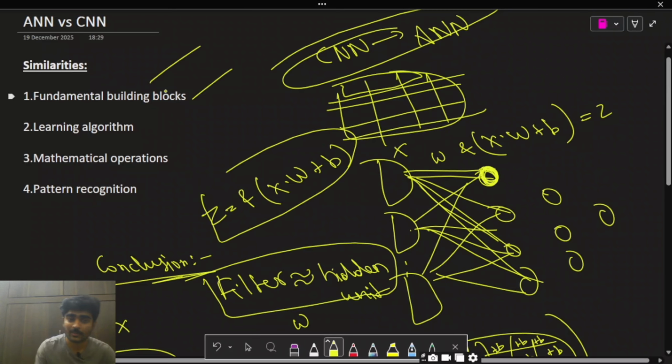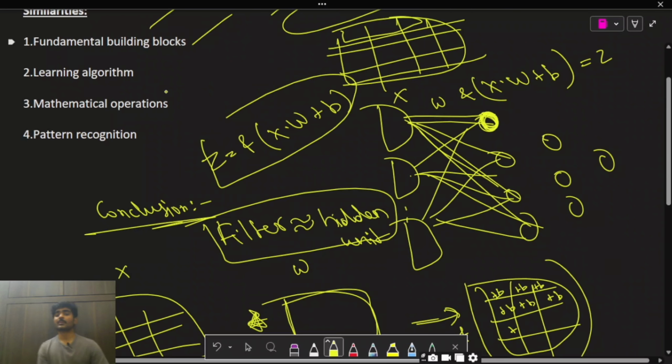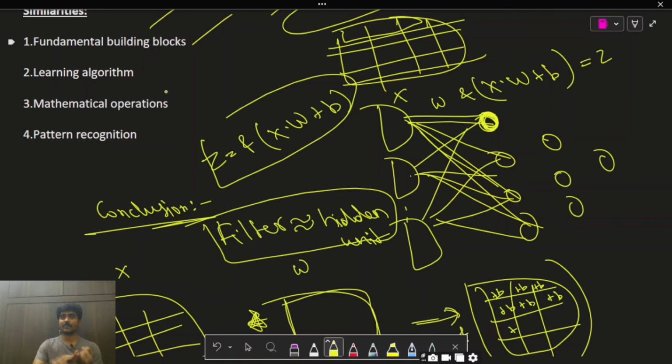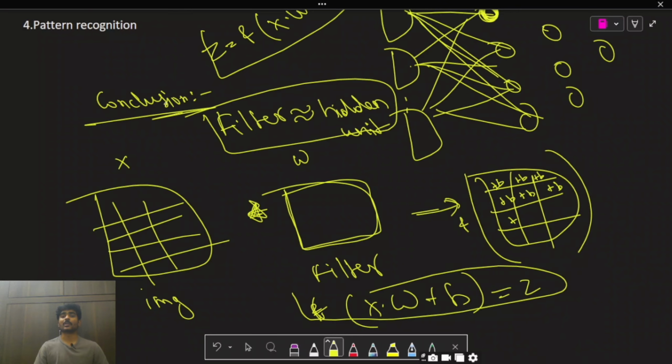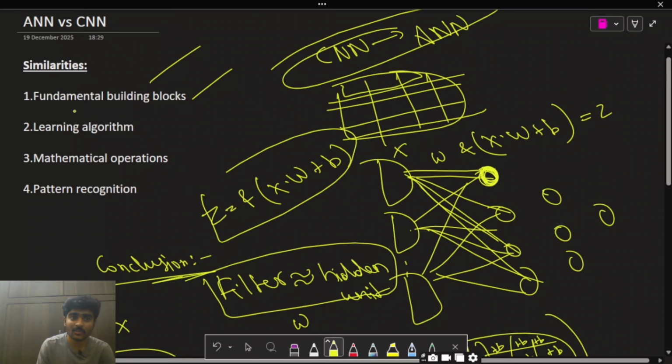Next is the learning algorithm. How do we train an artificial neural network? We train this artificial neural network using backpropagation and gradient descent algorithms. We update the weights and bias to their optimum values using gradient descent and the backpropagation algorithm. Similarly, in convolution neural networks as well, we use gradient descent and backpropagation algorithms to train the filter values. We can call these filter values weights as well. So the learning algorithm in both the architectures is the same.